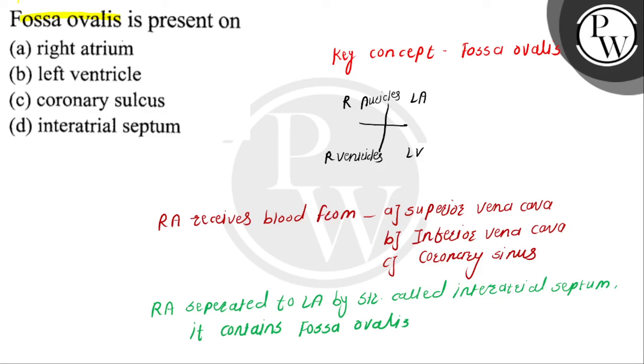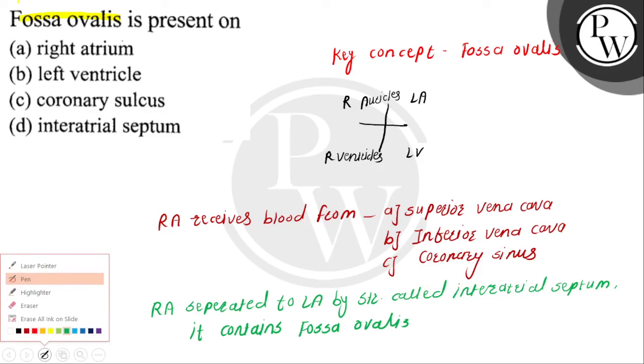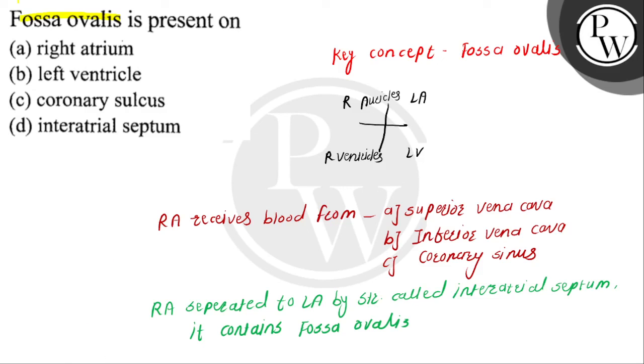So your correct answer is option D, interatrial septum. I also write your correct answer here: the answer is option D, interatrial septum. I hope you have clearly understood it.